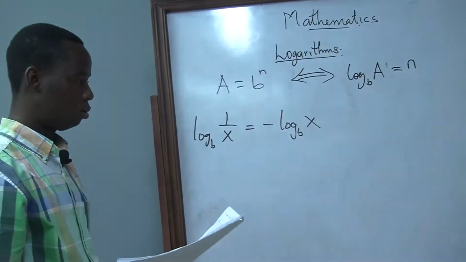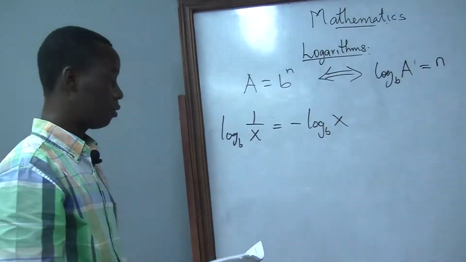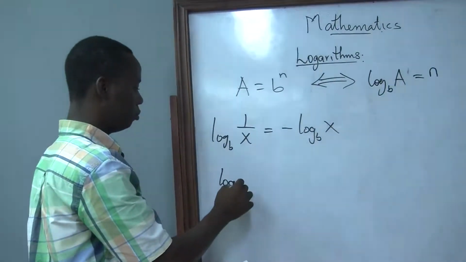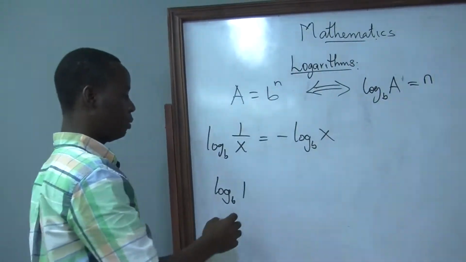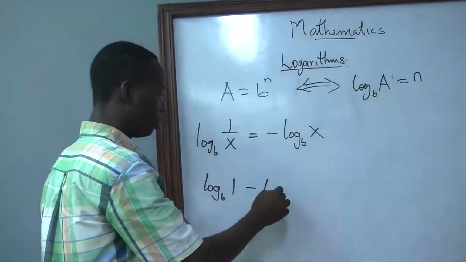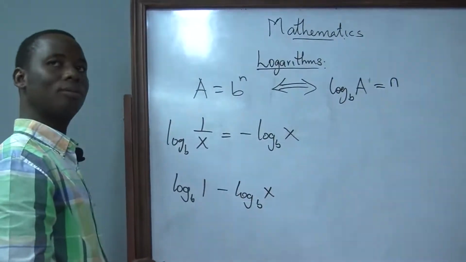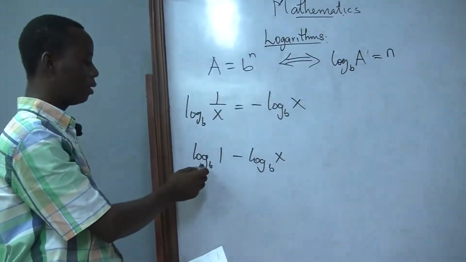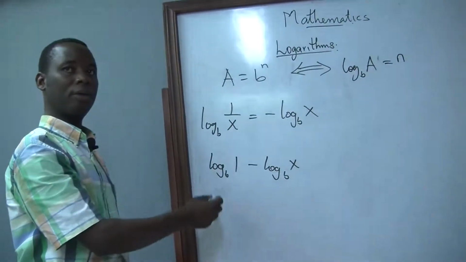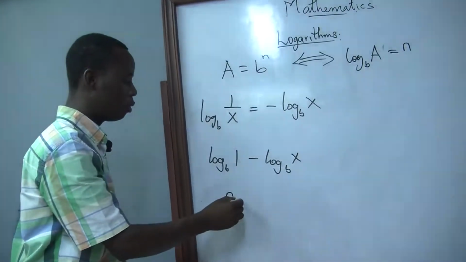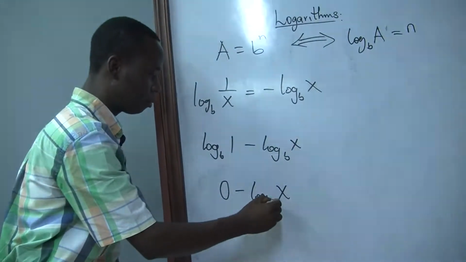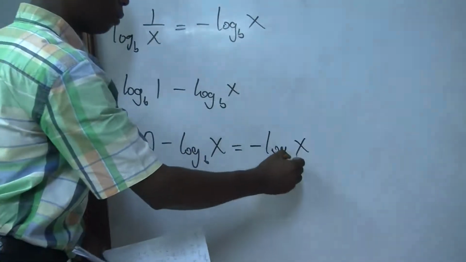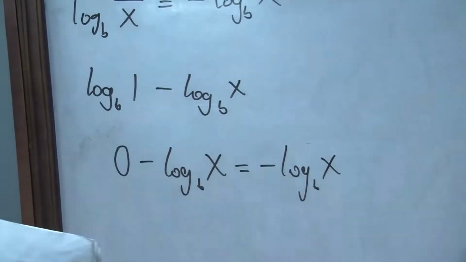From the second law that we just treated, this will equal log 1 in base b minus log x in base b. And from one of those results that we established earlier, we discovered that log 1, irrespective of the base, equals 0. So we have 0 minus log x in base b. That equals minus log x in base b. That confirms that for us.